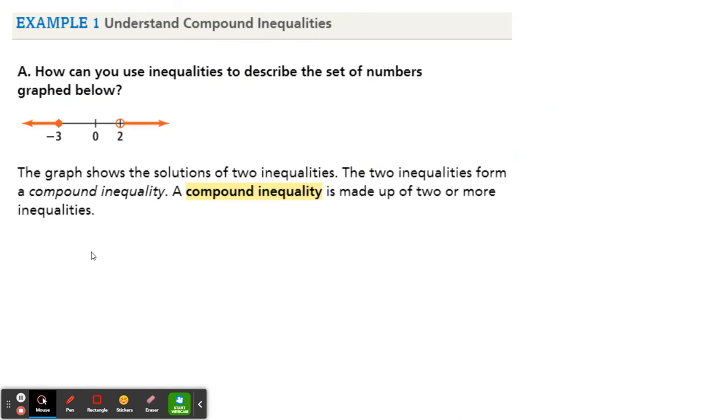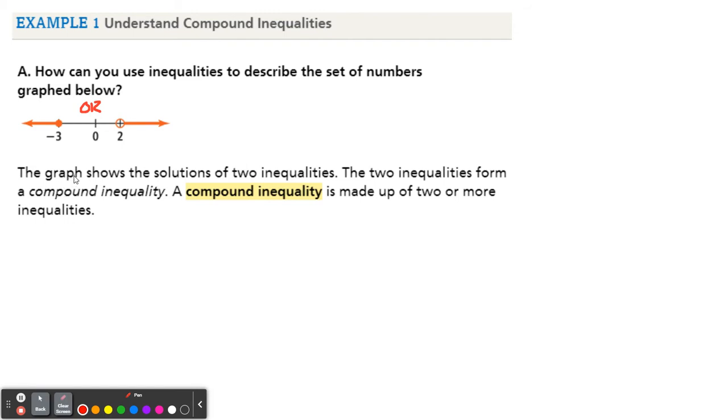All right. So it says, example 1, understand compound inequalities. How can you use inequalities to describe the set of numbers graphed below? So if you look at this inequality, I see a ray on the -3, solid dot going to the left. Then I see another ray, open circle at the 2 going to the right. So a couple things. First of all, because there are two separate rays, we're going to use this word or in between them. Or. Because no number in the known universe can be on the left ray and the right ray. So it's not and. It's either on the left ray or it's on the right ray.